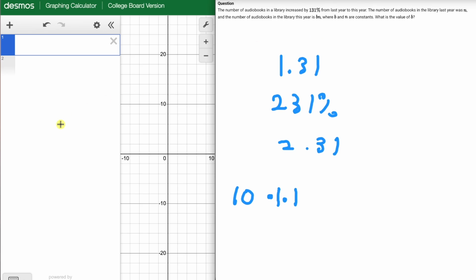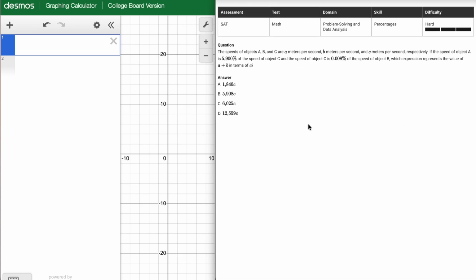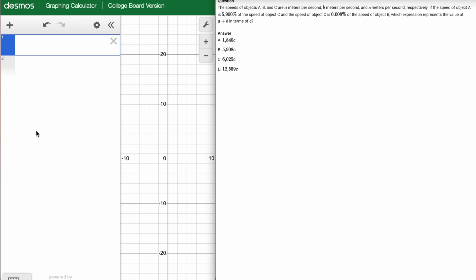This next problem is again another very difficult percentage problem. The problem says the speeds of objects A, B, and C are A meters per second, B meters per second, and C meters per second respectively. If the speed of object A is 5,900% of the speed of object C, and the speed of object C is 0.008% of the speed of object B, which expression represents the value of A plus B in terms of C?